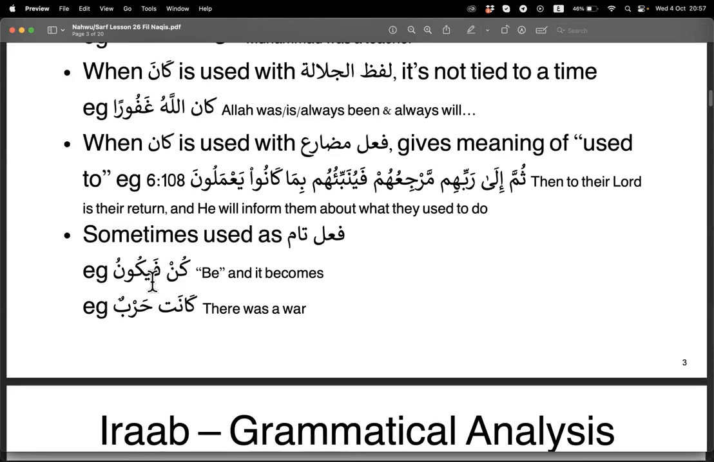Same thing here, fayakunu. This is the mudhari version of kana. Again, we don't have a khabar, so again this is fi'il tam. Whenever you don't have a khabar, basically it's a fi'il tam. Be, and it becomes.